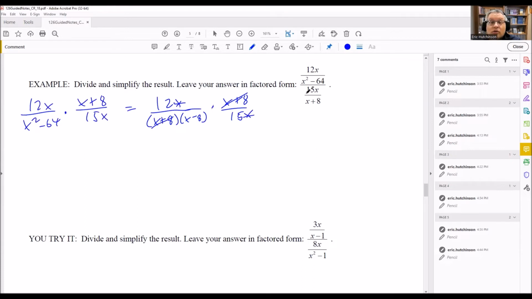The last thing we'll do is reduce these fractions 12 and 15. Both of those are divisible by 3. So 12 divided by 3 is going to be a 4. 15 divided by 3 is going to be a 5.